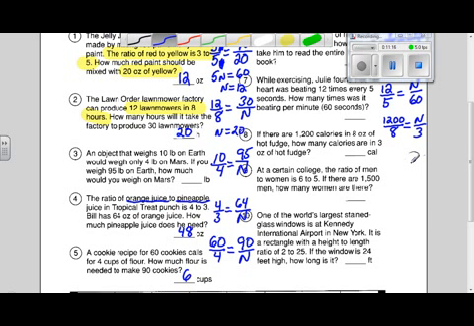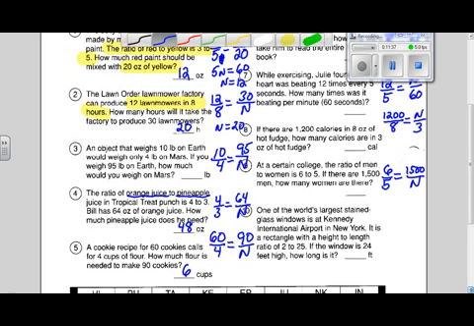Number 9, a certain college, the ratio of men to women, 6 to 5. So I write that ratio. 6 representing men, 5 representing women. If there are 1,500 men being represented in my numerator, n would have to go in my denominator, representing the women. Cross multiply and divide. You find your answer.